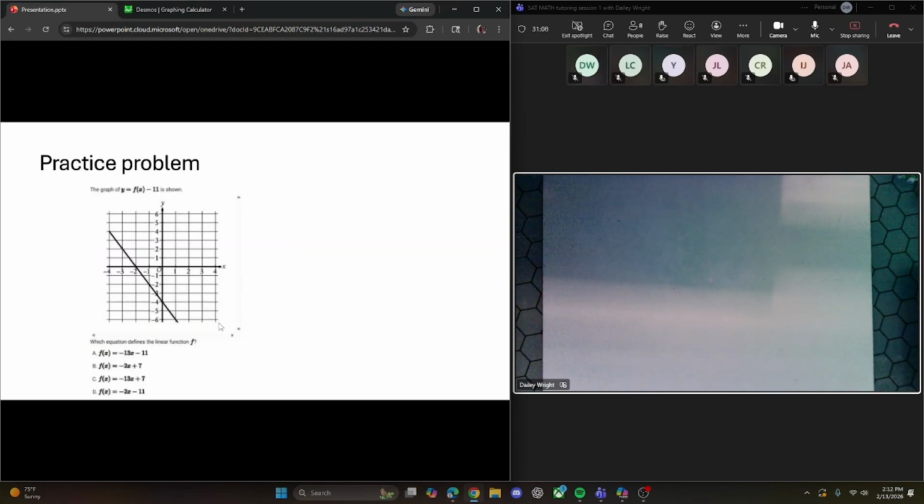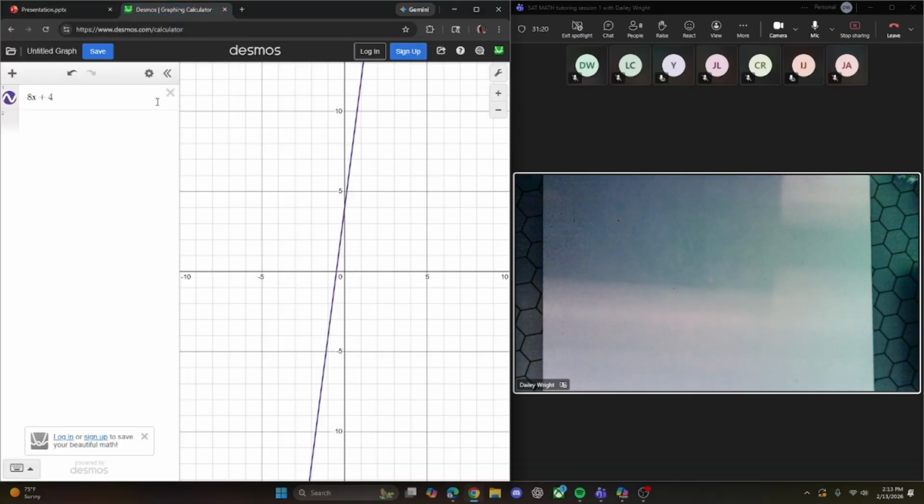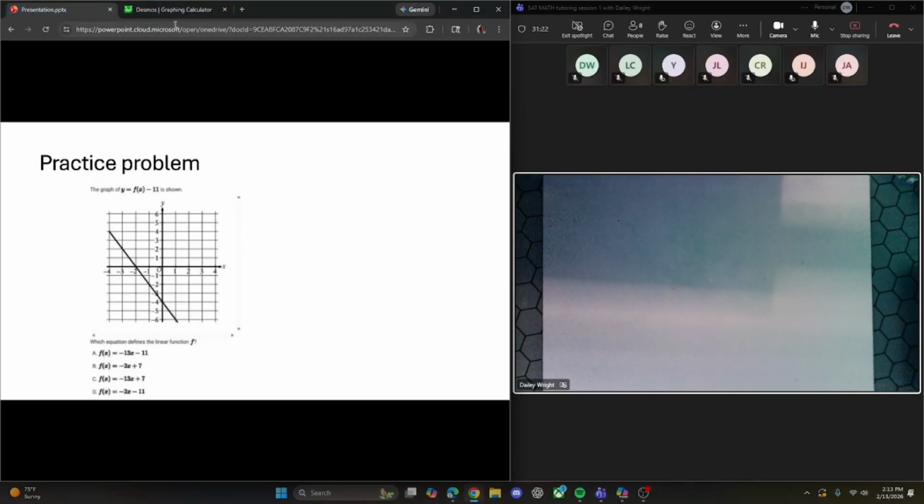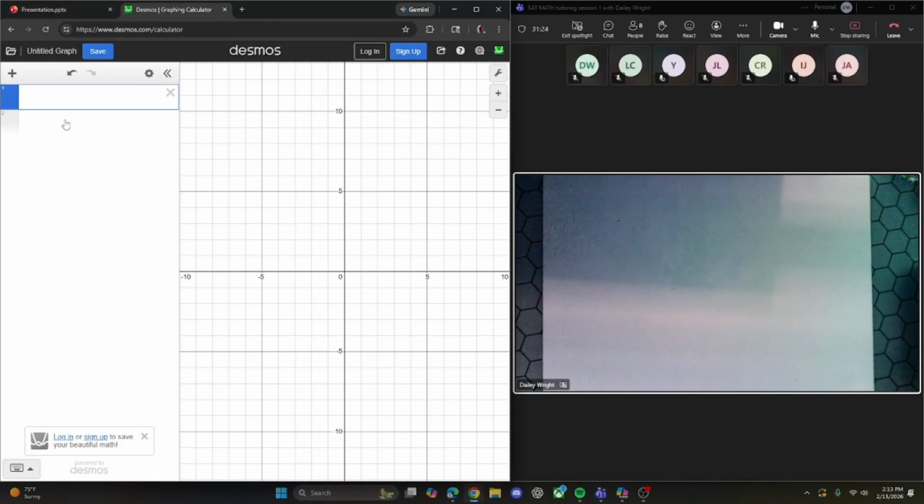And then this is another practice problem for slope. This one's a little bit harder. It gives you the graph f of x equals 11. So let's call the graph g of x instead of y. I always like to replace y with something. Since we already have f of x in the problem, let's use g of x. Y equals f of x minus 11.